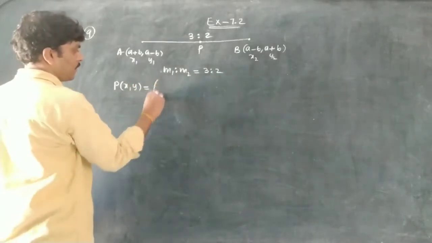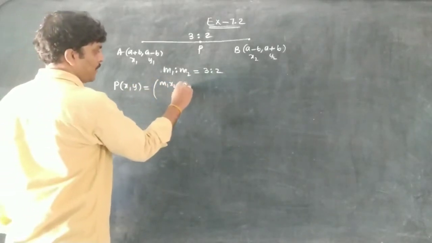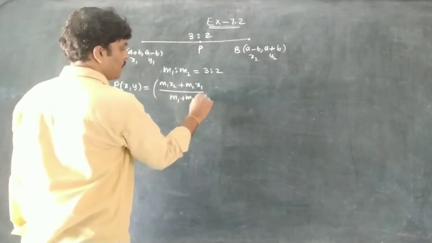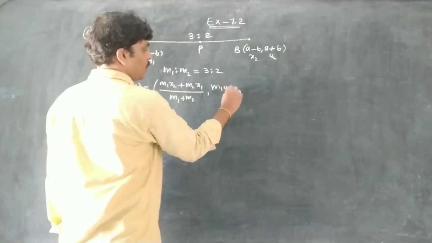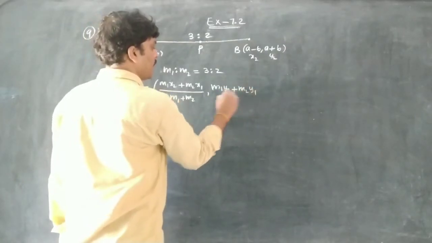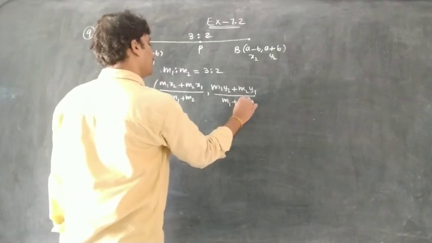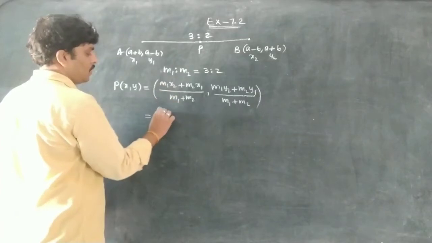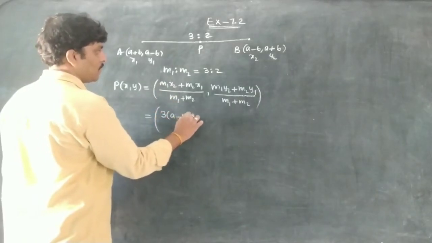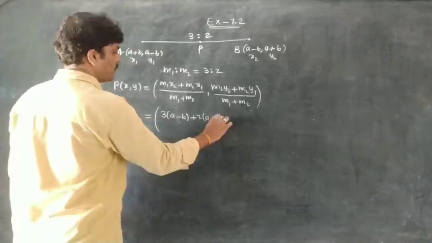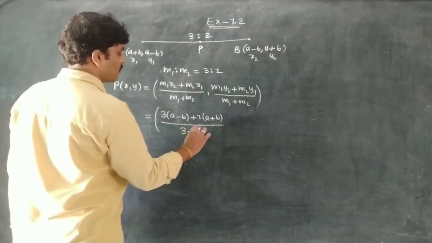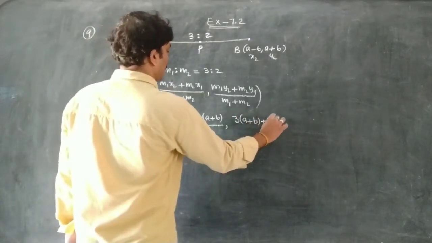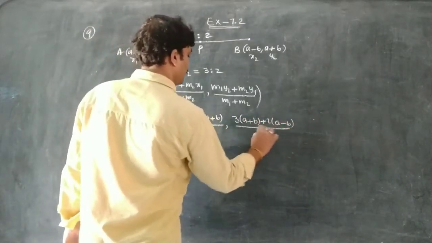Px comma y: m1 x2 plus m2 x1 by m1 plus m2. Next, m1 y2 plus m2 y1 by m1 plus m2. This is the section formula. Now put all the values. Now 3 into (a minus b) plus 2 into (a plus b) by 3 plus 2. Next, 3 into (a plus b), 2 into (a minus b) by 3 plus 2.